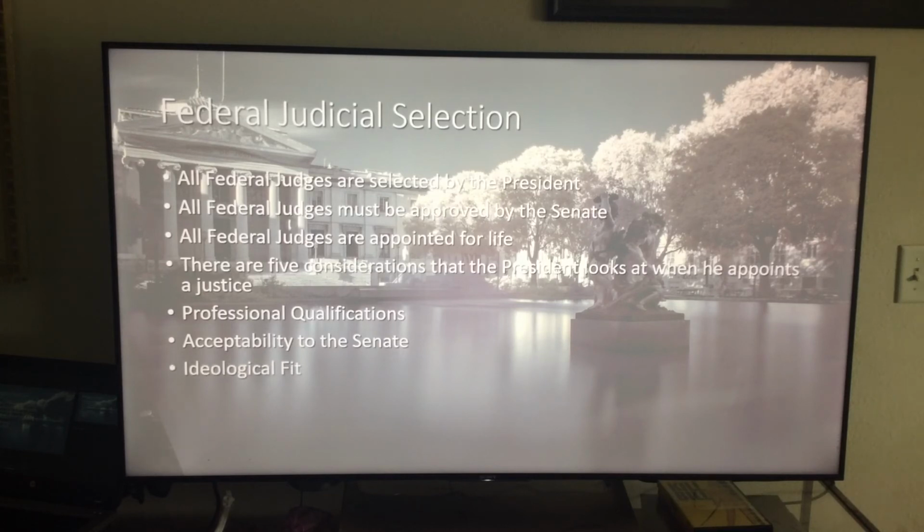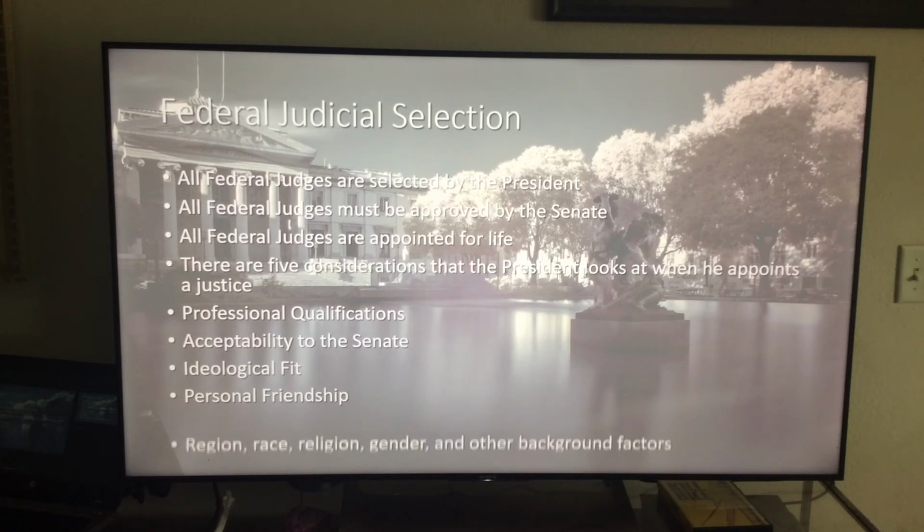Ideological fit. You want to pick somebody that thinks like you do. If I am pro-choice, am I going to pick somebody that's pro-life as a judge? You want to pick somebody that thinks like you do. Personal friendship. How do you get your first job? It's who you know, right? So that's kind of the same thing here. I'm going to put my friend on the Supreme Court.